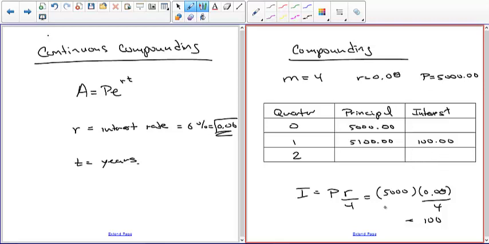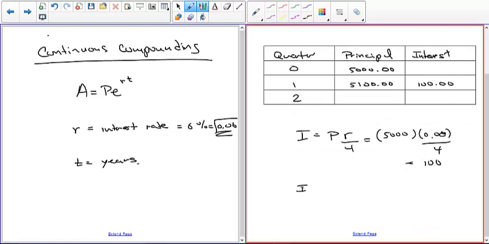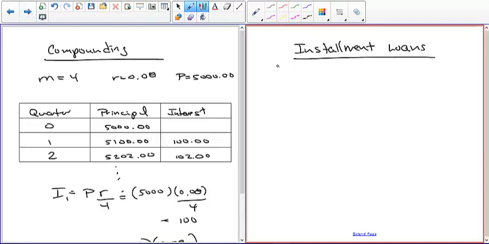Okay, so the next calculation, interest. So that was for quarter 1. Quarter 2, we now have a larger principal multiplied by the same numbers. 5,100 times 0.08 divided by 4, $102. So you'd add that, you get $5,202. And you can keep doing that. Pretty simple calculation.